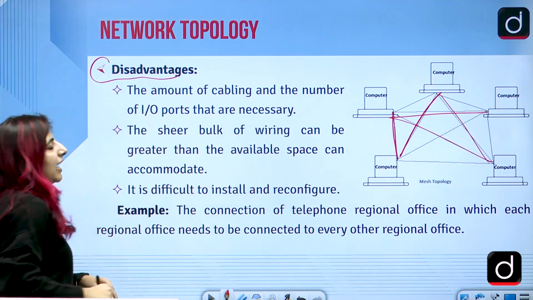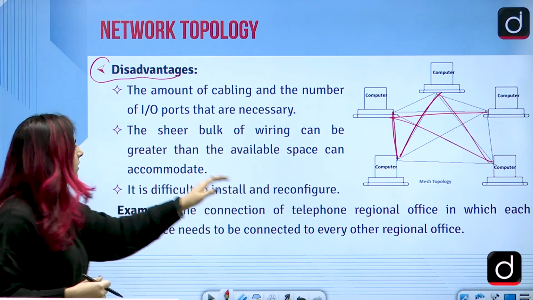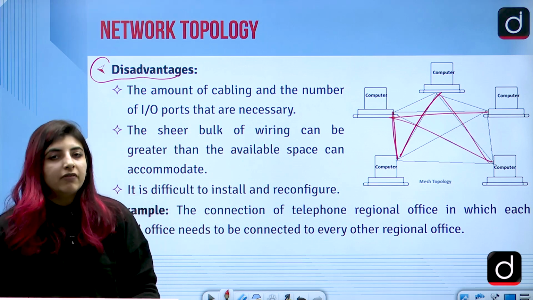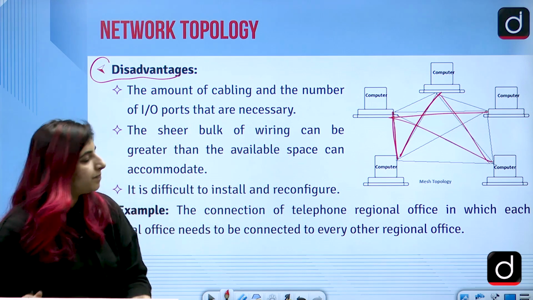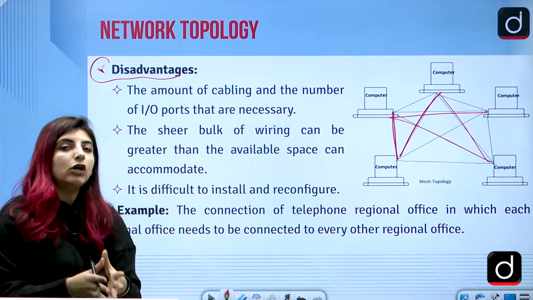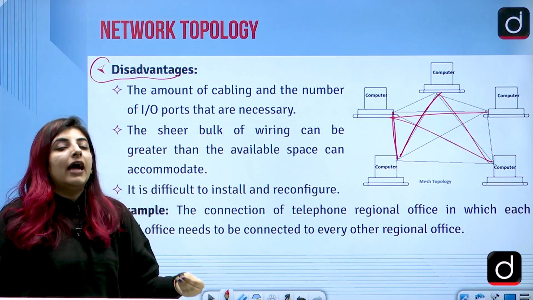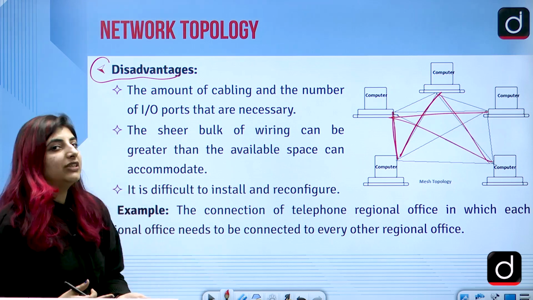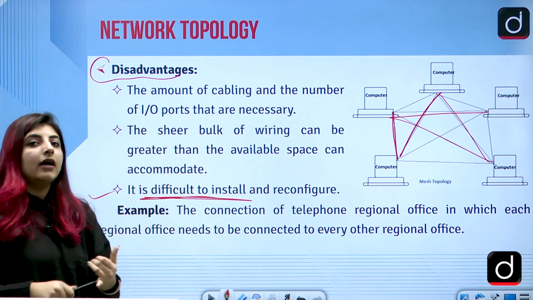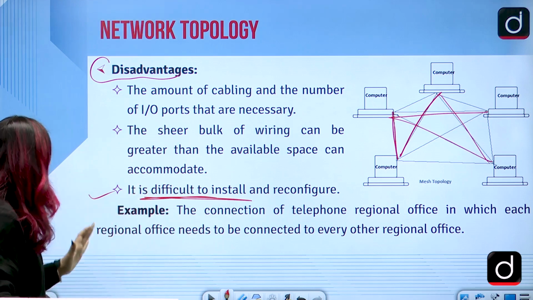But the disadvantages that we have here are that the amount of cabling is obviously so much, and a large number of input output ports are necessary. All of these things are required in larger numbers when it comes to a mesh topology. The sheer bulk of wiring can be greater than the available space can accommodate. So even if you have a small office space where you want the mesh topology, it will have a lot of wiring, and because of that the space will obviously be covered, which is a disadvantage. Difficult to install. The ring, star, and bus topologies were all easier to install, but mesh topology is difficult to install and reconfigure.